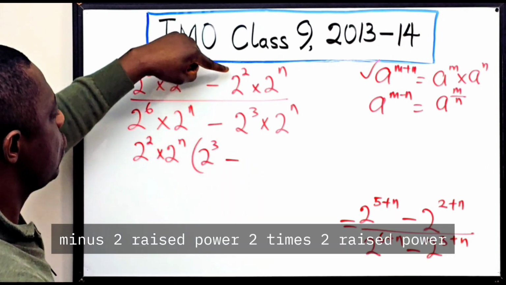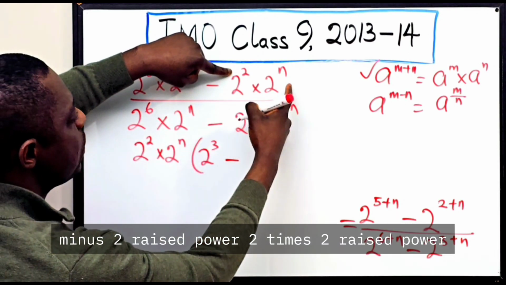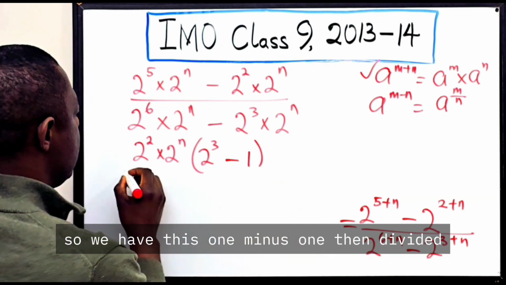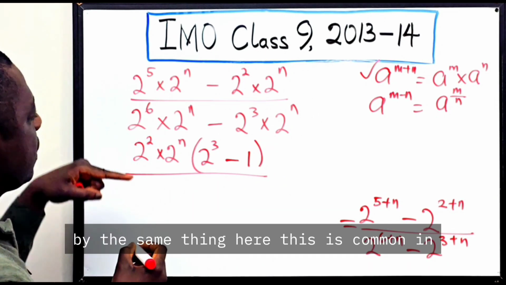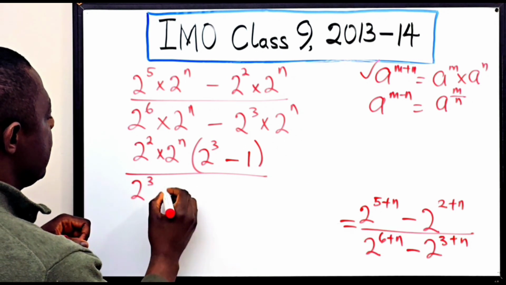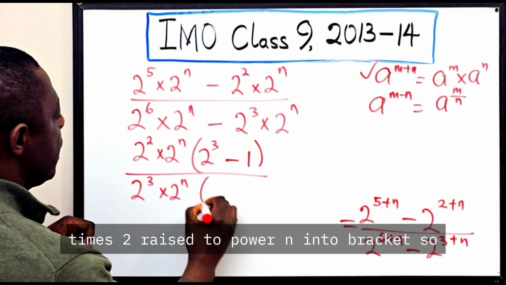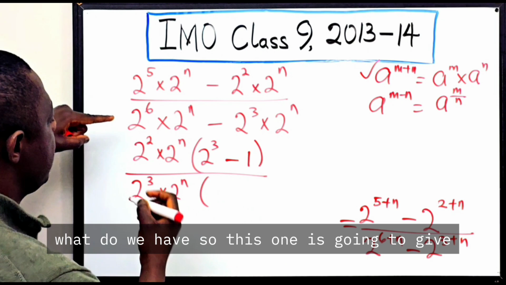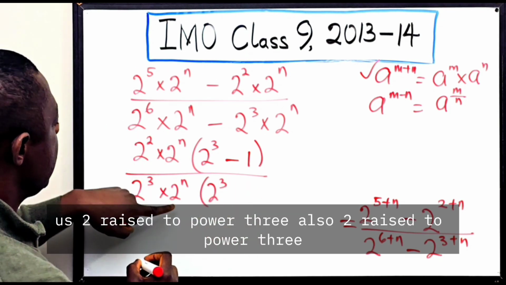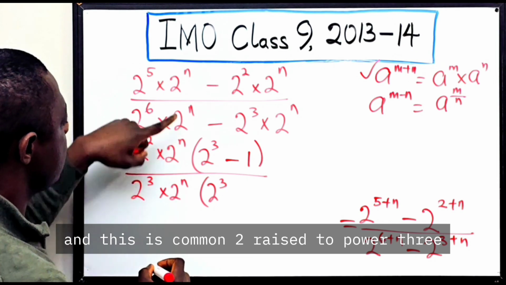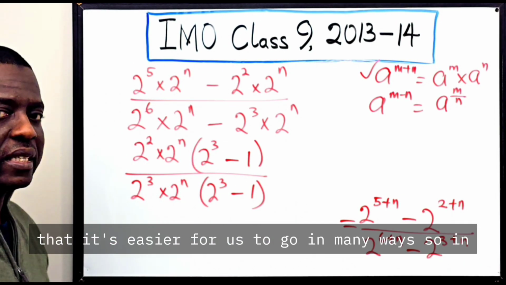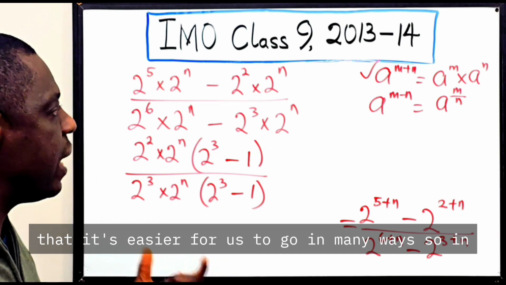Then minus 2 raised to the power 2 times 2 raised to the power n. We have this common, we have this common. So we have this one minus 1. Then divided by the same thing here. This is common in both of them. We have 2 raised to the power 3 times 2 raised to the power n into bracket. So what do we have? This one is going to give us 2 raised to the power 3 also, and this is common, minus 1. You can see clearly that it's easier for us to go in many ways.